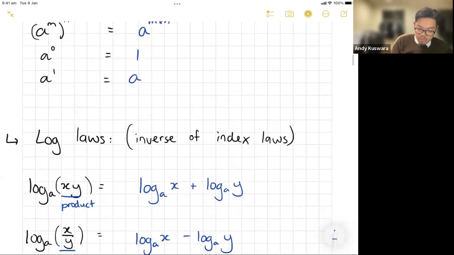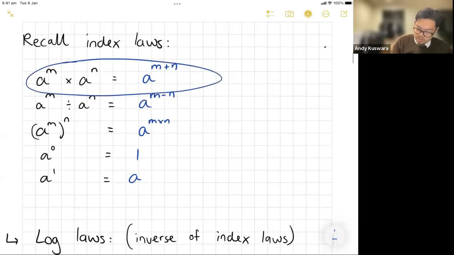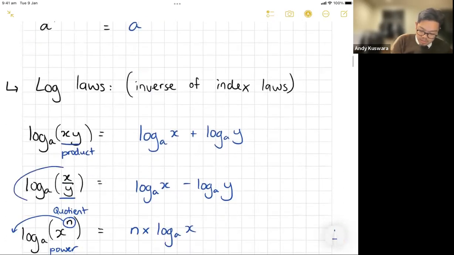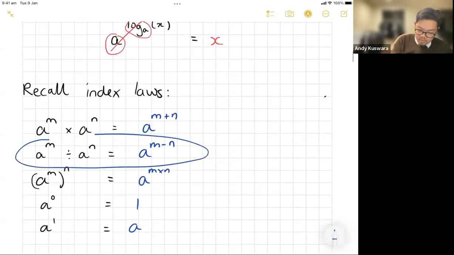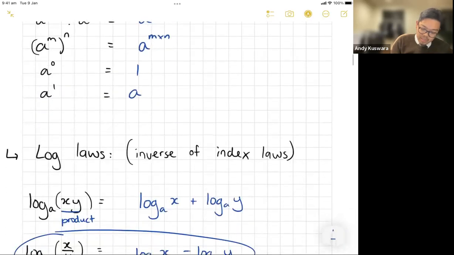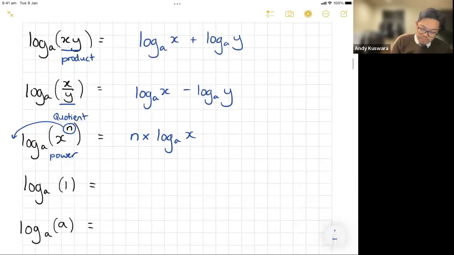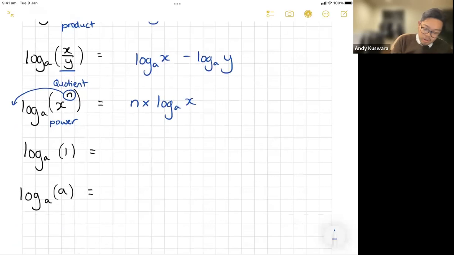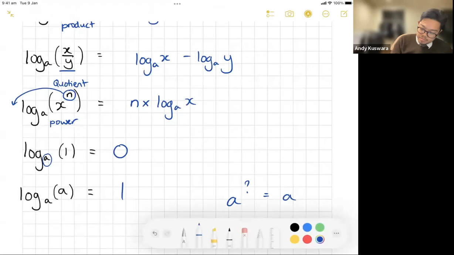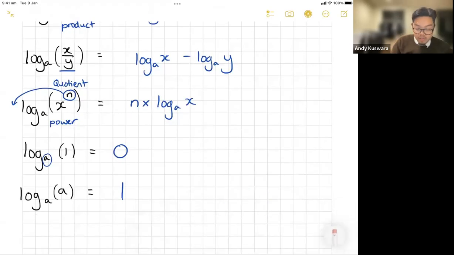Product is with plus, product is with plus. Division is with minus, division is with minus, right? This is what I mean. Same, but kind of different. And same thing, log a 1, what it's trying to say here is a to the power of something gives me 1, and I know that something must be 0. And very similarly, if I'm talking about this one, I'm saying a to some sort of power should give me a, so that must be 1. And these here are your log laws.